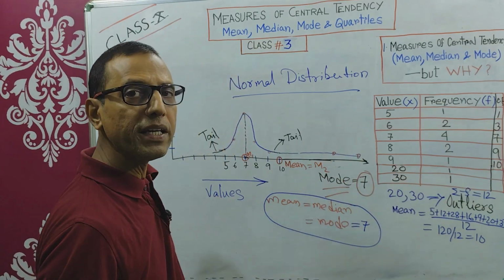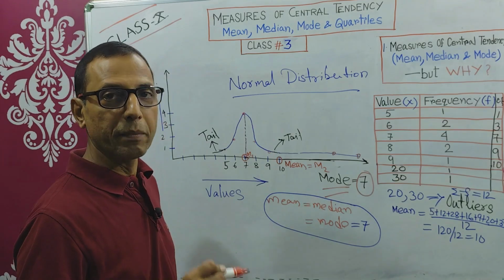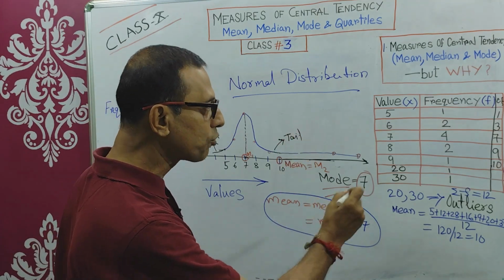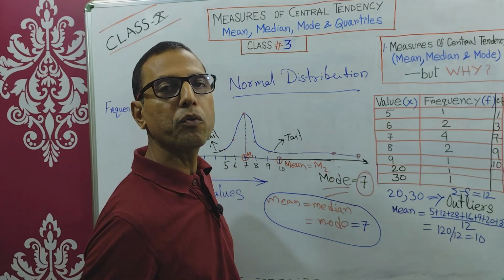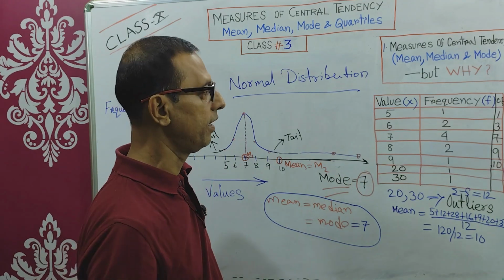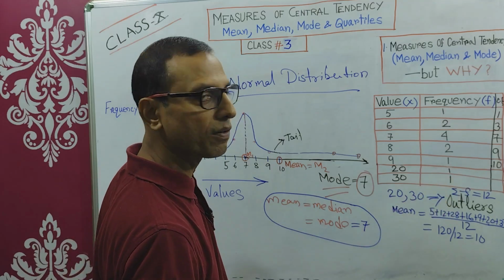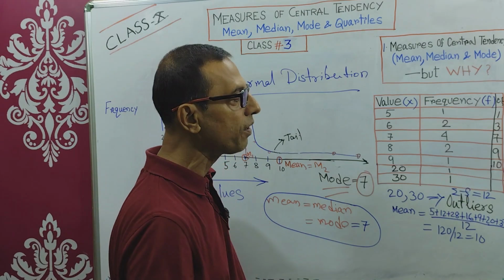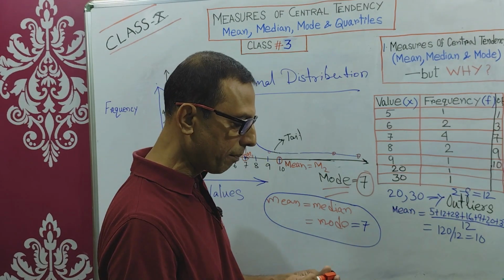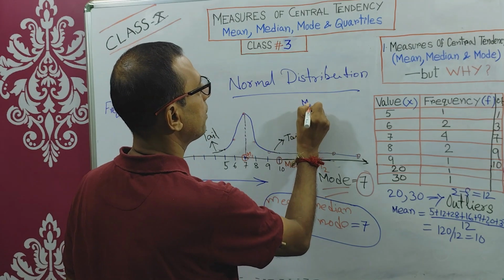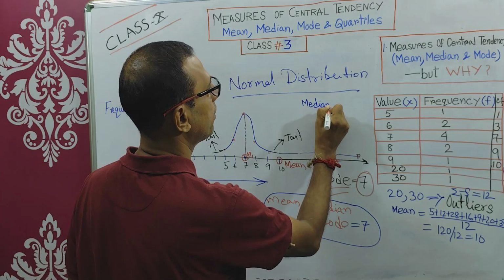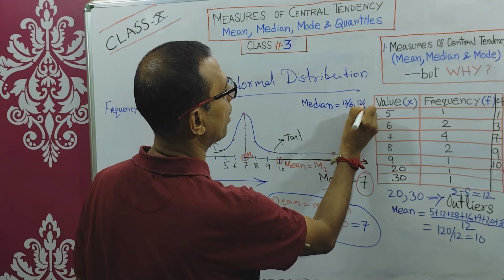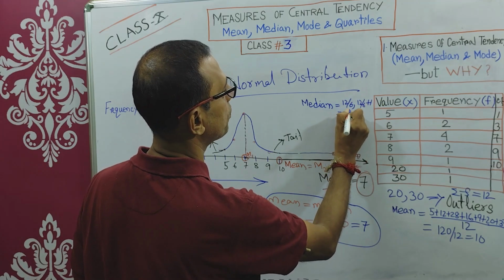But is it changing the median? It may or may not change, because the median is positional data. The median will change when the frequency changes significantly. Here the frequency is changing from 10 to 12. If the total number of observations is 12, what will the median terms be? With the new set of data, the median will be at 12 by 2 and 12 by 2 plus 1. That means the 6th and 7th position.